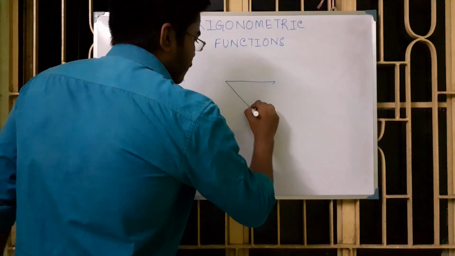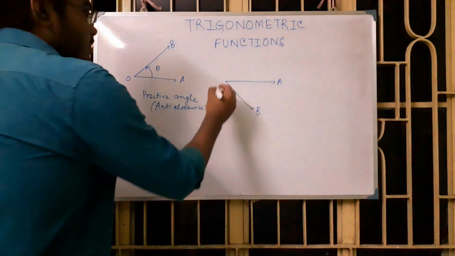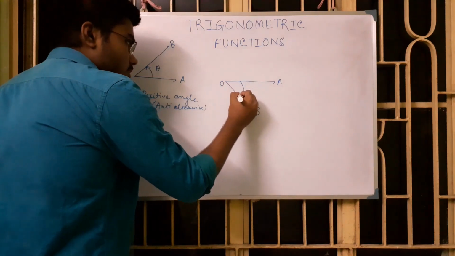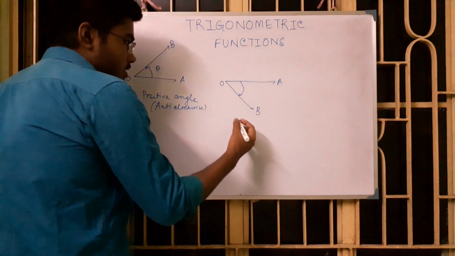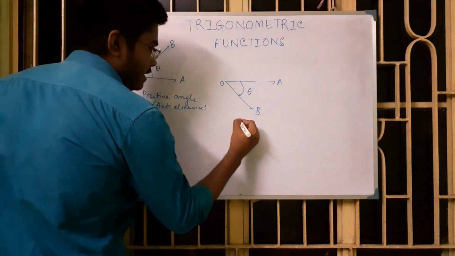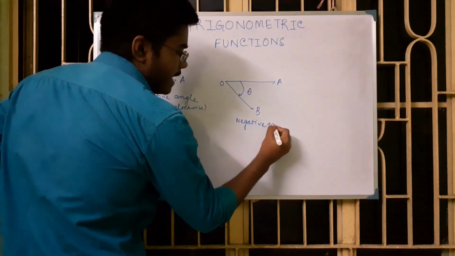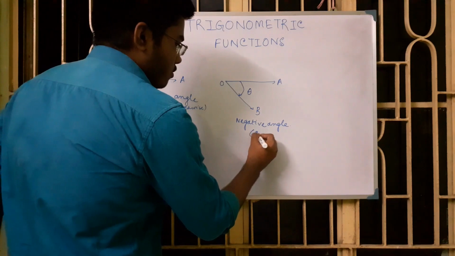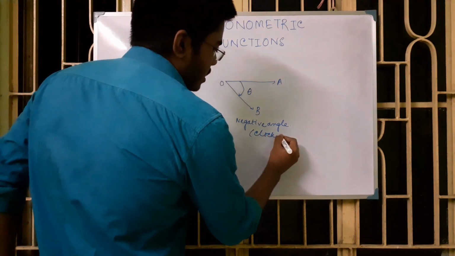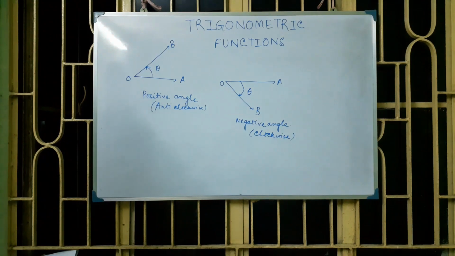And if this is initial A, this is B, this is O, and if we measure along this, negative or clockwise, then this is a negative angle. If we measure along clockwise, then this is negative angle or negative theta.